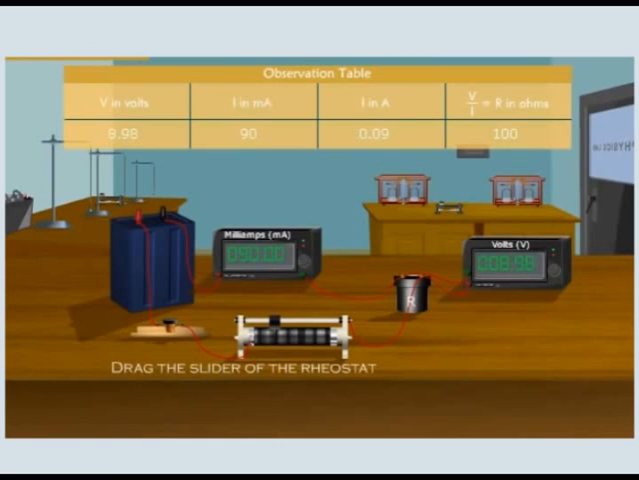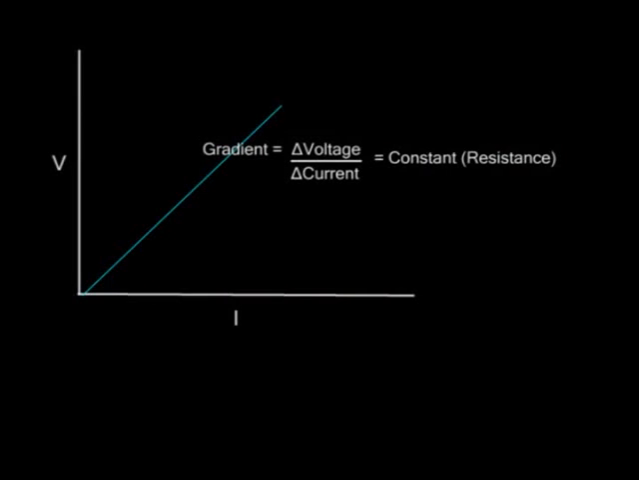Measurement of resistance. The first method of measuring resistance is the one we used in demonstrating Ohm's law. By taking various ammeter readings and corresponding voltmeter readings and using that to plot the graph of V against I, one can get the resistance of any material by simply calculating the gradient of the graph.